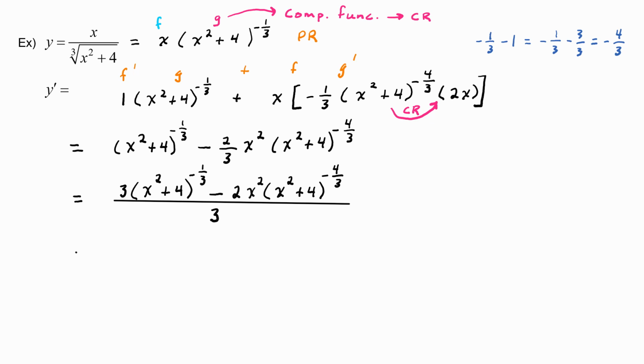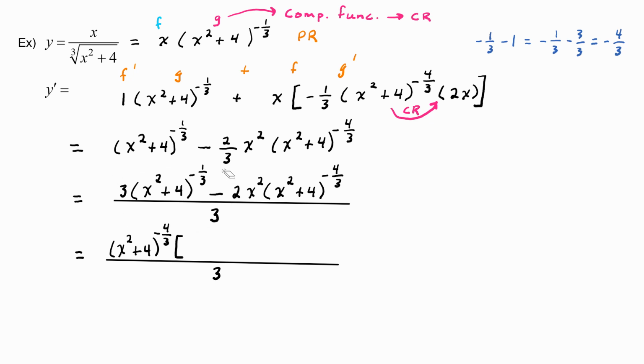Now we are ready to factor. We have 3 in the denominator still. There's no numerical coefficient that we can take out. Here we have an exponent of negative 1/3. This has an exponent of negative 4/3. So this one is smaller, so that's what we have to factor out. x squared plus 4 to the negative 4/3 power.